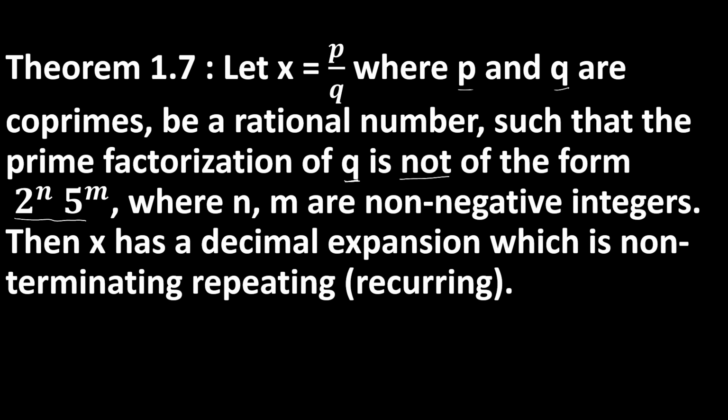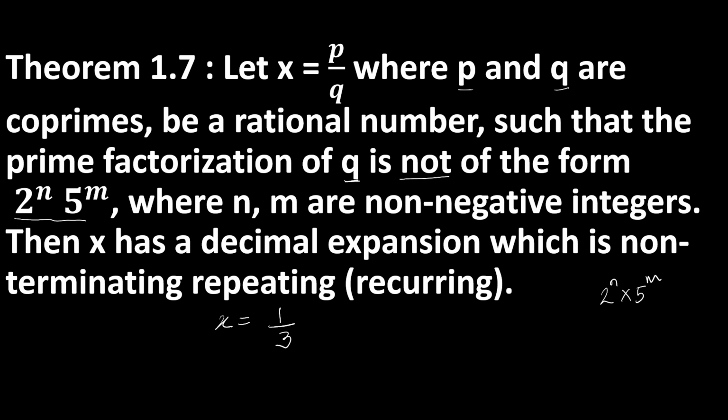So what are we assuming? Let's say our example is x equal to 1 by 3. Now you can clearly see the denominator here, q is equal to 3, right? Which is not of the form 2 raised to something into 5 raised to something, right? This 3 is not of this form. The prime factorization of 3 will not be of this form.